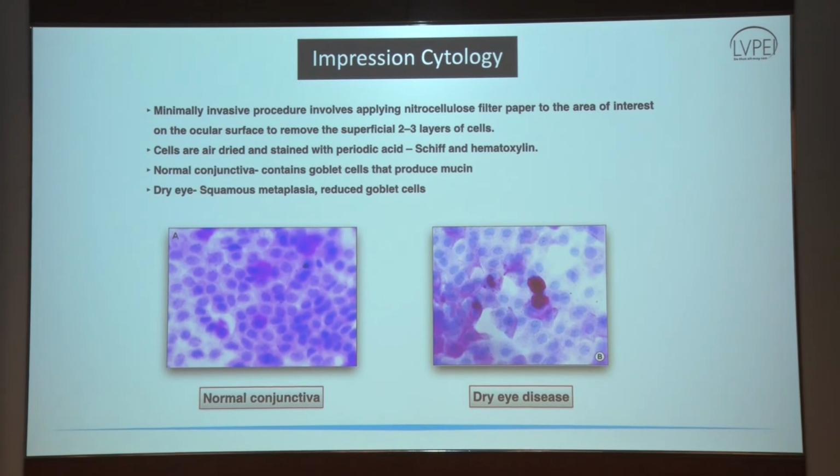And then impression cytology is used to look at whether there is any metaplasia of the cells. Nitrocellulose filter paper is used on the area of interest to take off some superficial 2 to 3 layers of cells, and then it is stained to look at the conjunctival goblet cells.